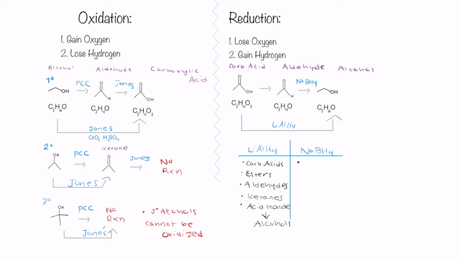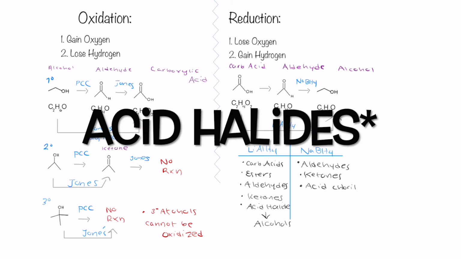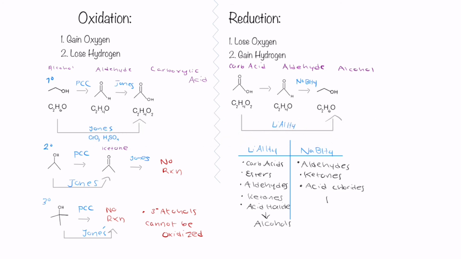Whereas NaBH4 can only reduce aldehydes, ketones, and acid chlorides. And it'll reduce those to alcohols as well. So if we think about who's stronger, we would say that LiAlH4 is stronger because it can reduce way more oxidized structures such as carboxylic acids and esters, and NaBH4 can't do that.